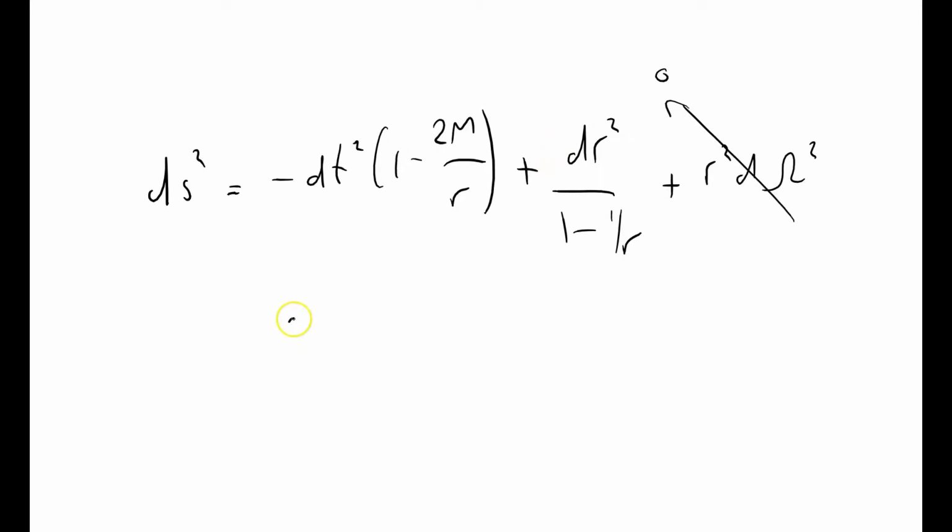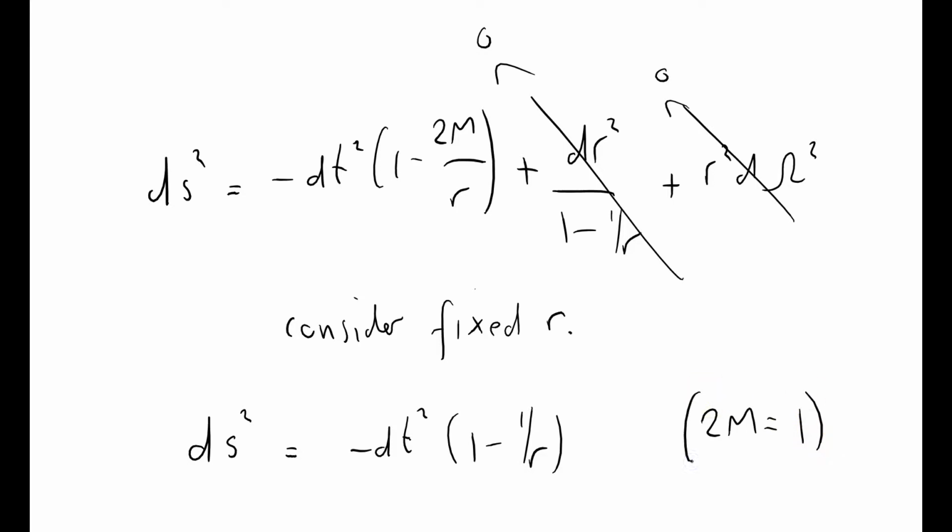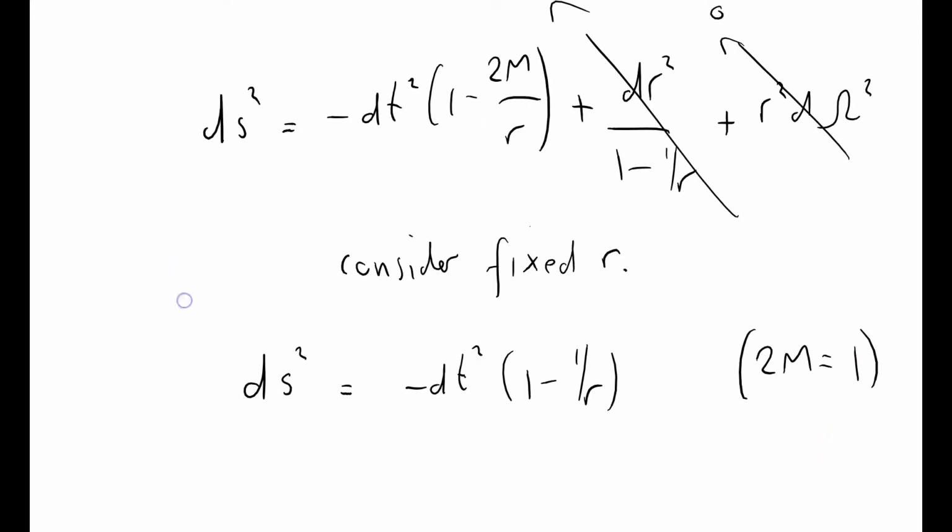What I'm going to do is consider fixed r as well. So in terms of your black hole, you are at a fixed distance from that black hole and you're just sitting there. So that's going to be 0 as well. So we've got that ds squared equals minus dt squared (1 minus 1 over r), where I've made the identification 2m equals 1, simply because it's a pain in the neck to write it over and over again. And also this 2 messes things up because you keep on thinking it's a power.